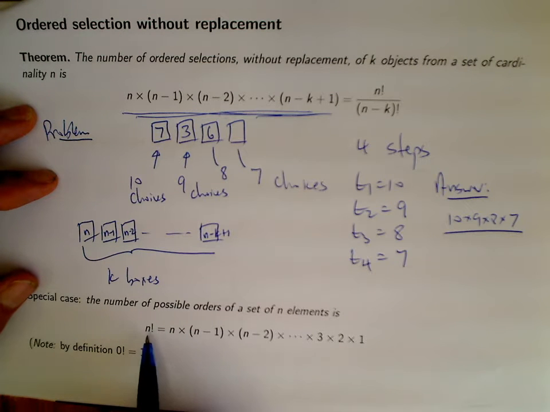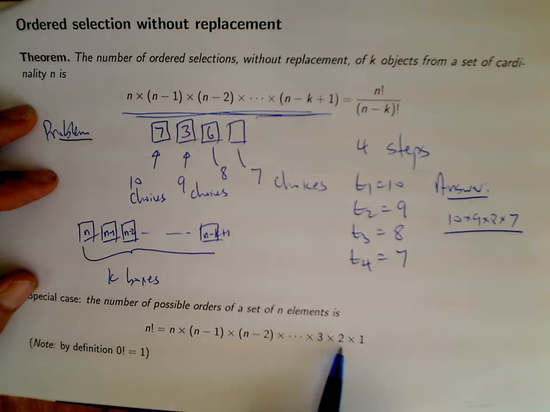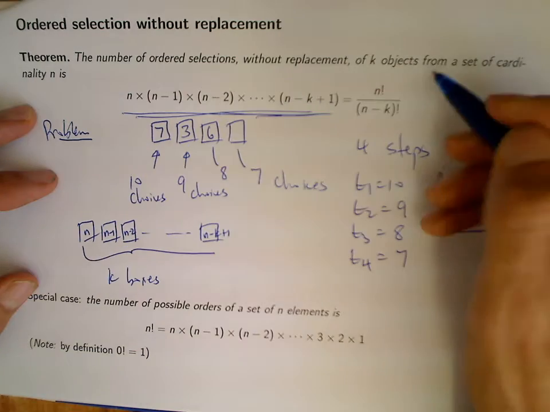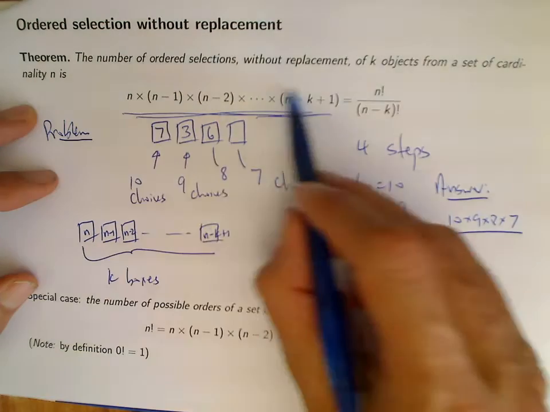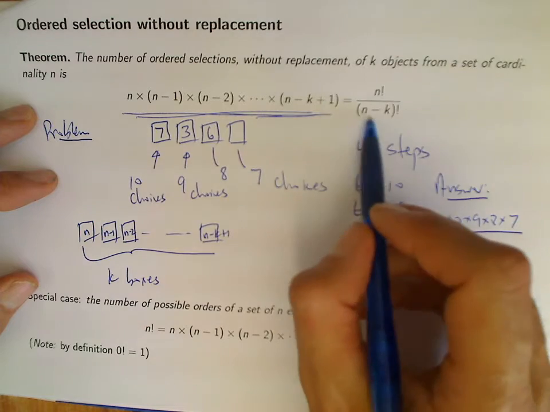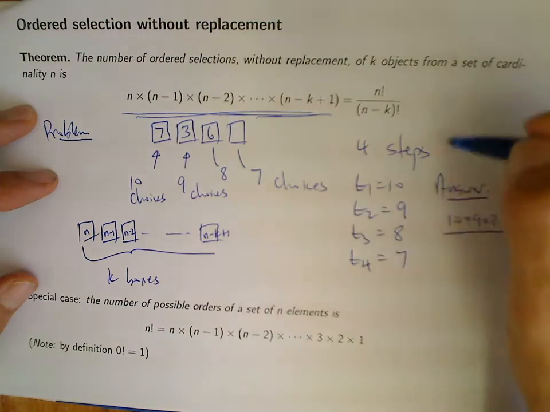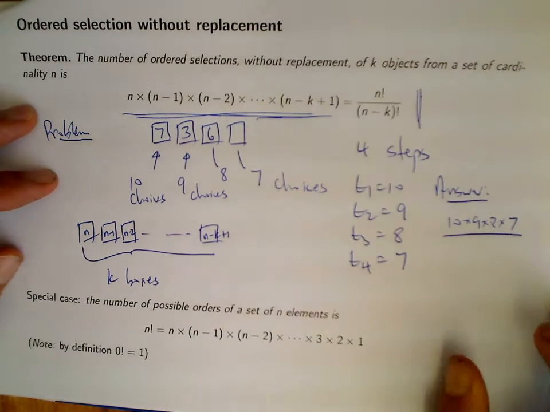Remembering that n factorial is the product of all the integers from n to 1, we can think of this as basically n factorial, but then we divide by n minus k factorial. So that's another way to express it.